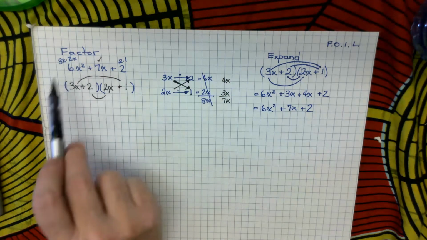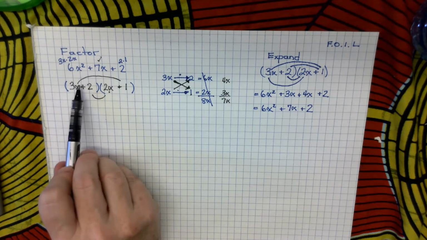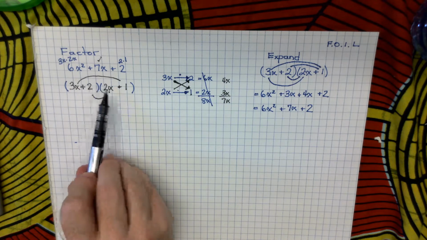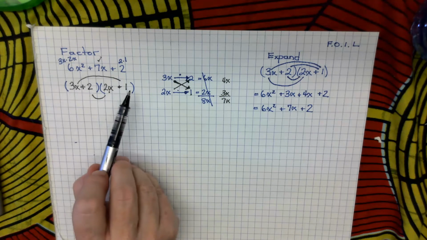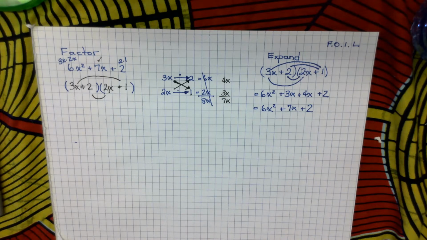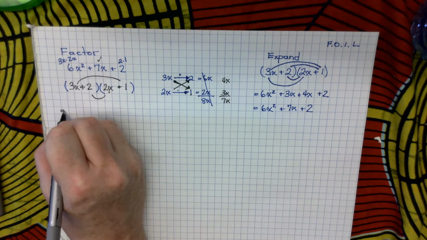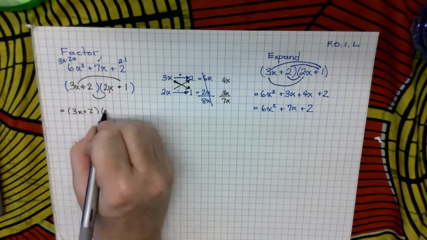So we can quickly check it. 3x times 2x is 6x squared. 3x times 1 is positive 3x. 2 times 2x is positive 4x. So 4x plus 3x is 7x. And 2 times 1 is 2. And so my final answer is 3x plus 2 and 2x plus 1.